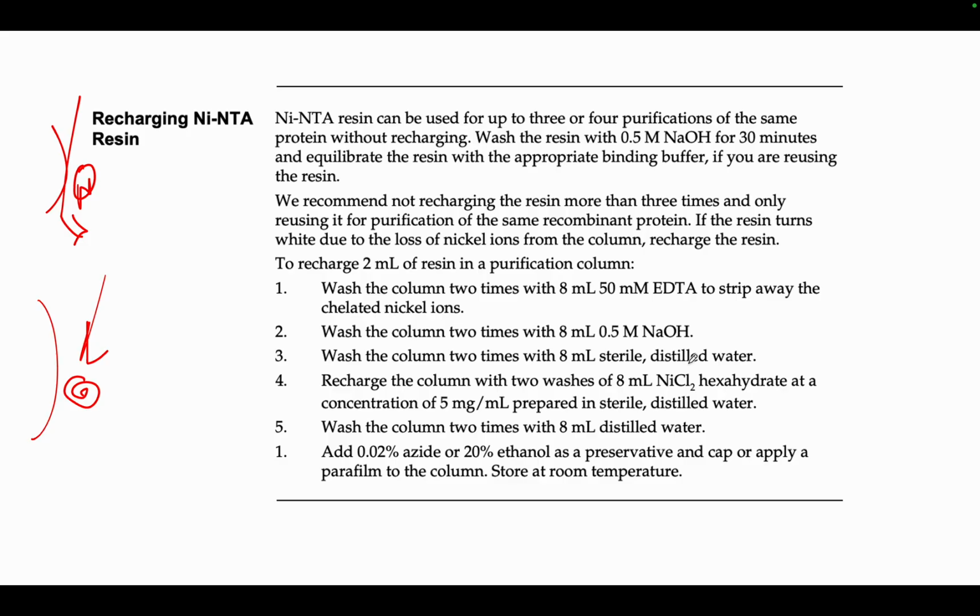It's going to add fresh nickel ions into the matrix, and then we will wash the column repeatedly to get rid of any excess nickel chloride which is unbound. Okay? Then normally we'll take out the resin, we'll store it in 20% ethanol so that it is preserved, it's a good preservative, and then we can use the beads again.